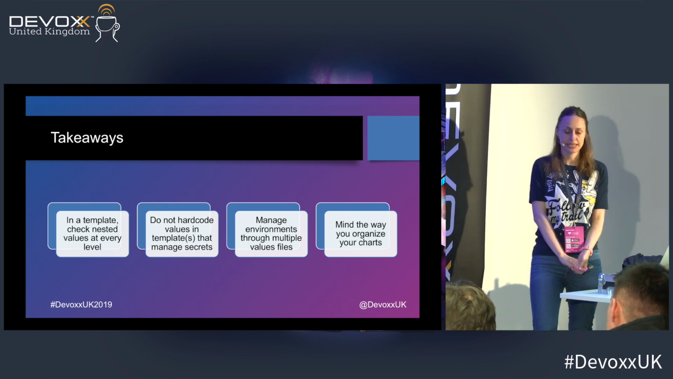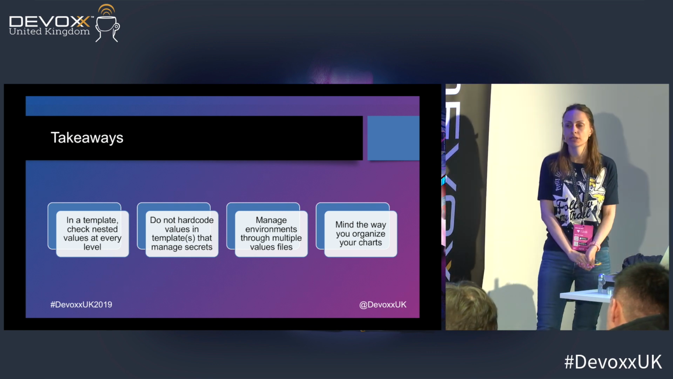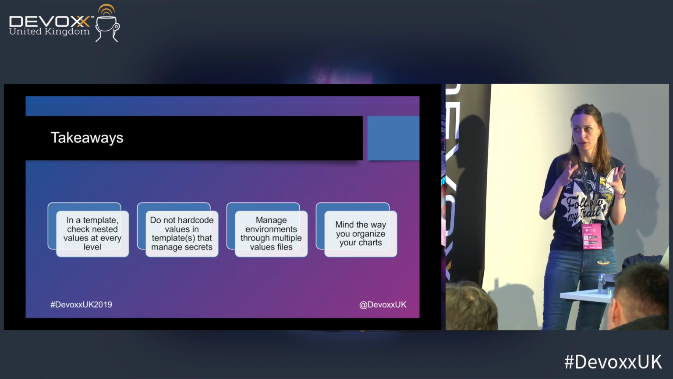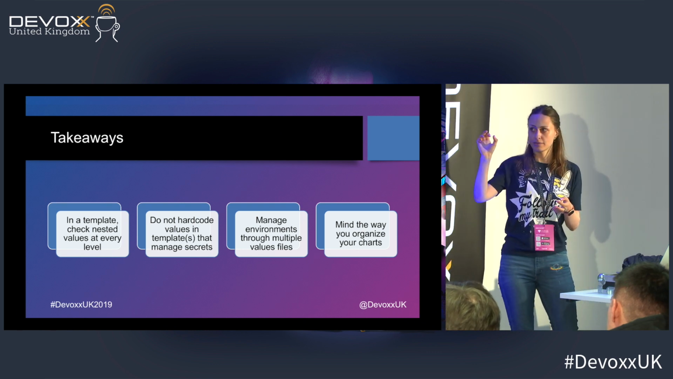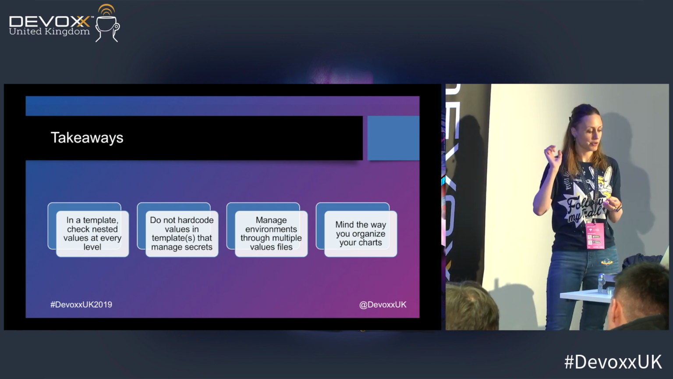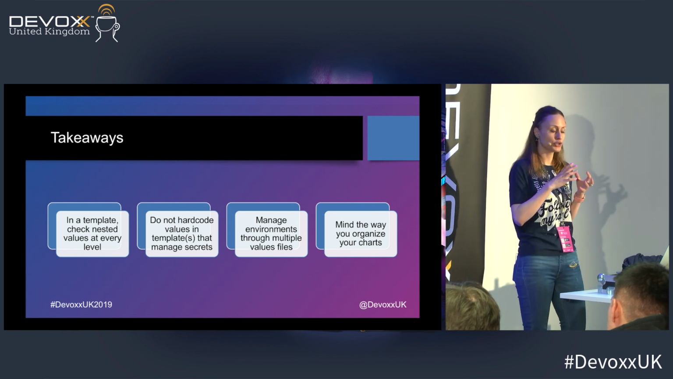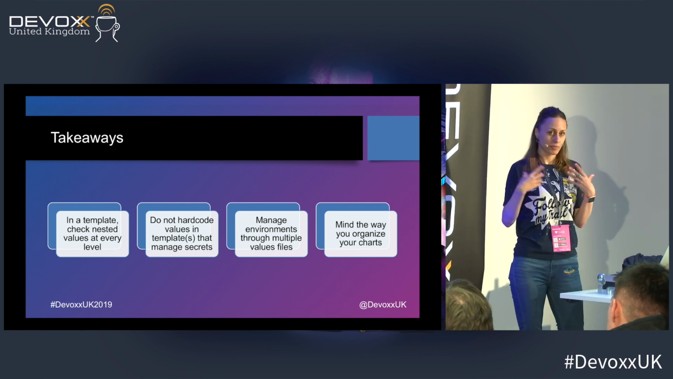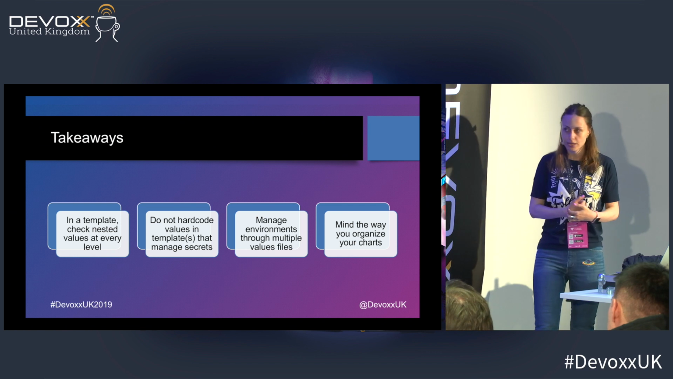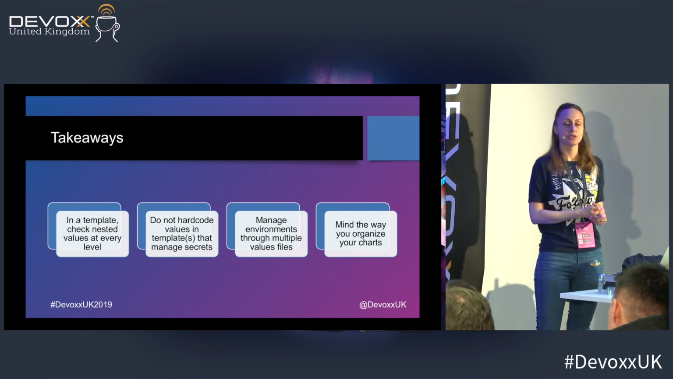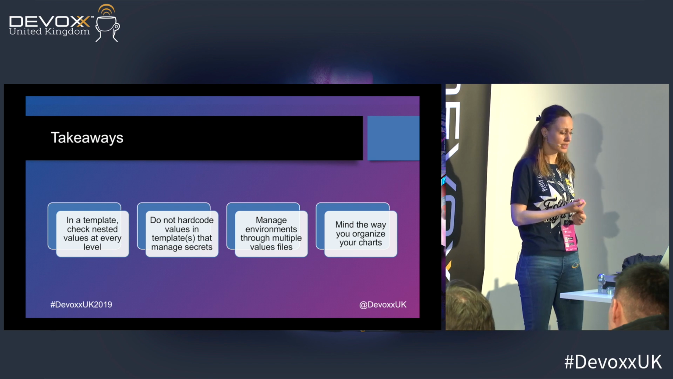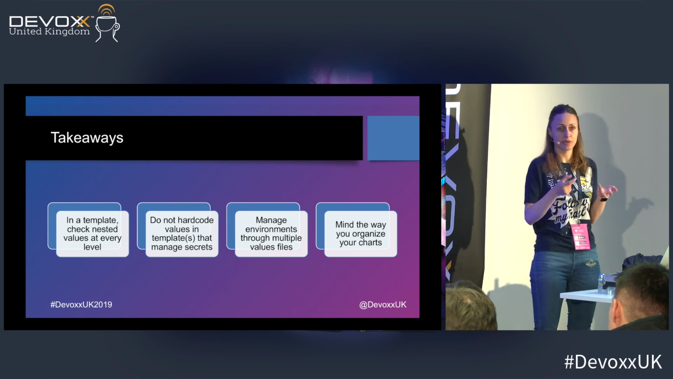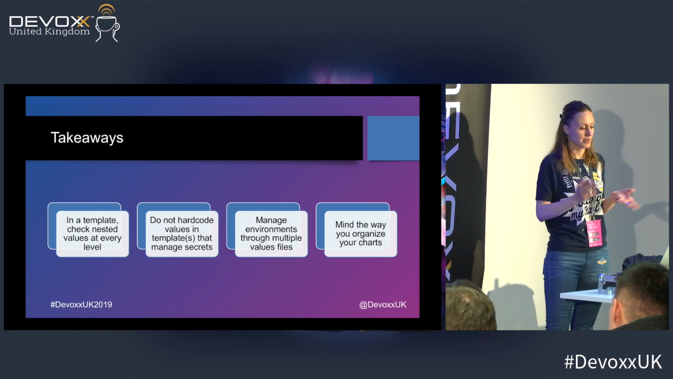Well, in a template, check for nested values at every level. I haven't done that in all the templates here because it would have become too complex, actually. But the if that I've done over there is a very good practice to check for things that you think might not be defined, or you're not sure will be defined in the values.yaml, or things that you're not sure you're going to obtain from the environment. Secondly, do not hard code values in templates, and especially in those templates that manage secrets, because you'll end up thinking, why has this thing been deployed with this name when I've specified something else in my values.yaml?